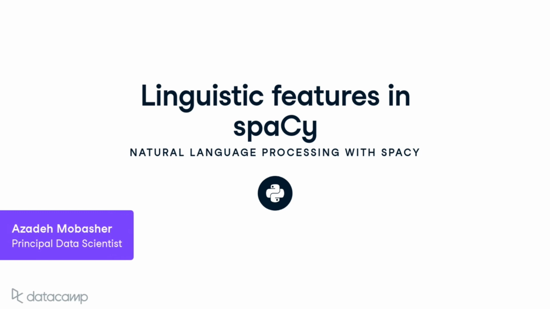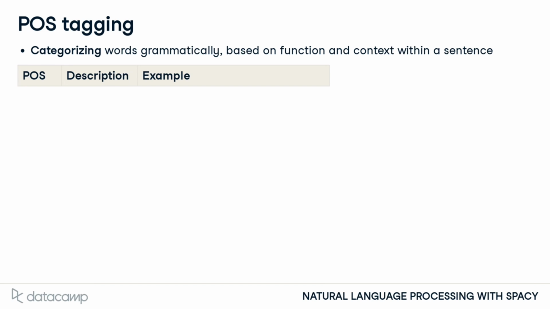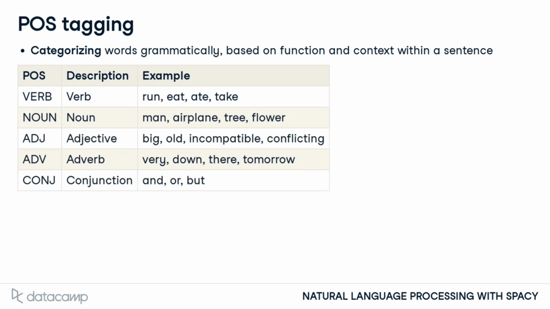Welcome back. Let's learn about some of spaCy's linguistic features such as the part-of-speech tagger and named entity recognizer to extract information from text. POS stands for part-of-speech. A part-of-speech is a grammatical term that categorizes words based on their function and context within a sentence. For example, the English language has 9 main part-of-speech categories. Some of them are verb, noun, adjective, adverb, and conjunction.